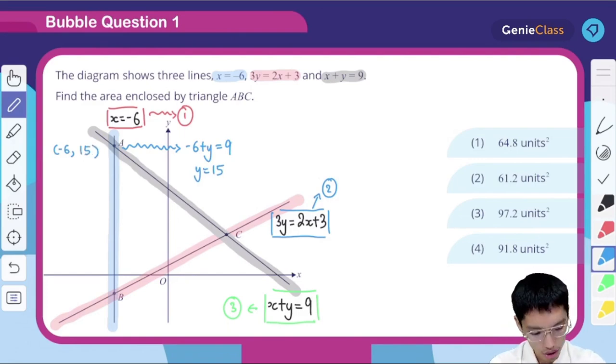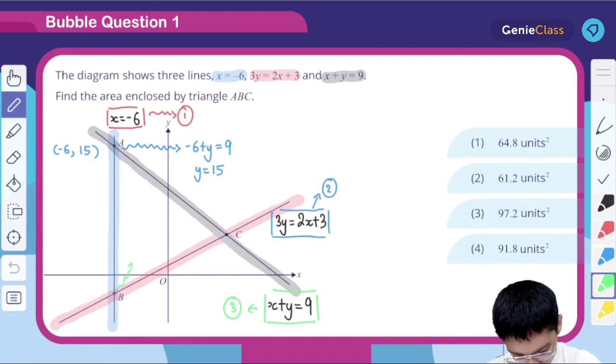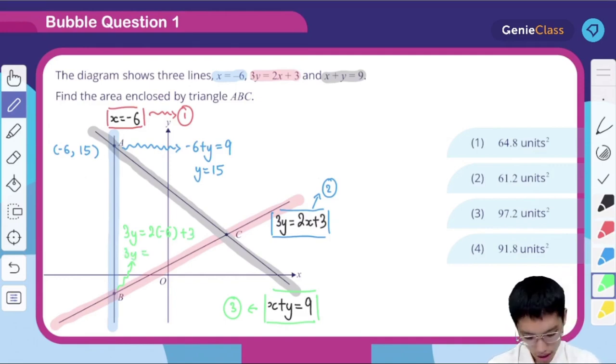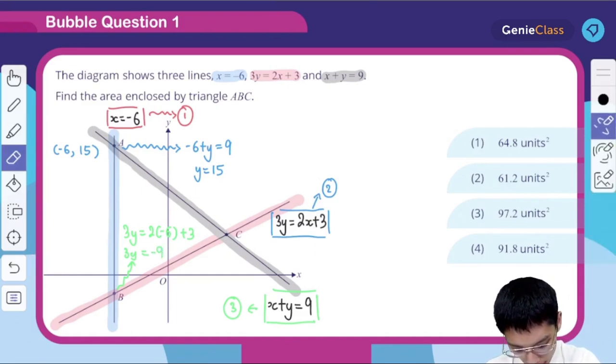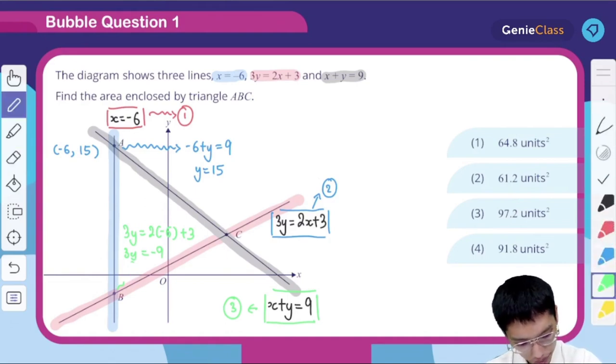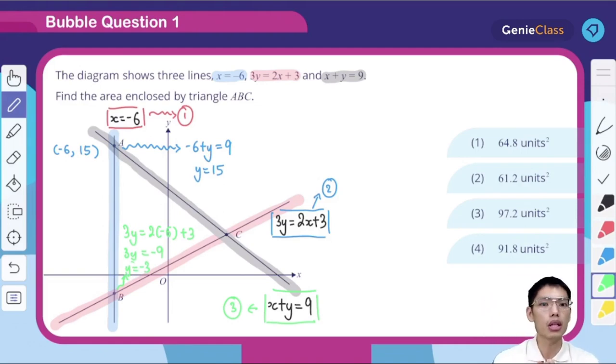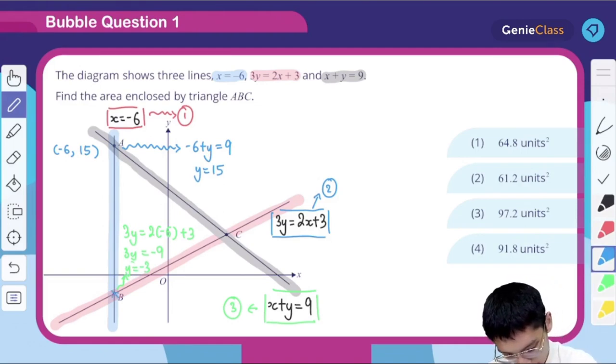Next coordinate, easy to solve. It's going to be this one over here, for the blue line. So it's going to be 3y is equals to 2, negative 6 plus 3. This is going to give 3y is equals to negative 12 plus 3, that's negative 9. Sorry for that. Yes, it's rather tedious, I understand. So henceforth, y is, in this case, minus 3. So from there, what do we know? We know the coordinate is minus 6, minus 3.